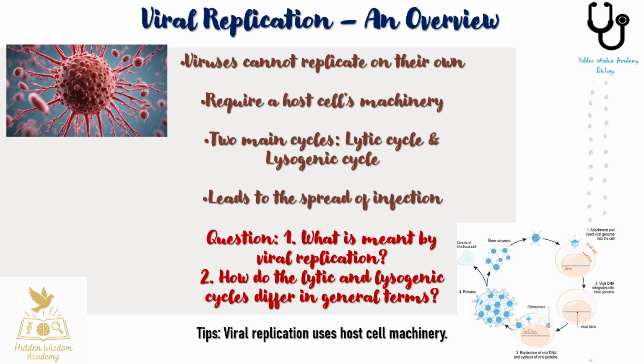Let me give you an overview on viral replication. Viruses are unique because they cannot reproduce independently. They completely depend on the machinery of a host cell to multiply. This process of making new viral particles is called replication, and it usually happens in two main ways, the lytic cycle and the lysogenic cycle.